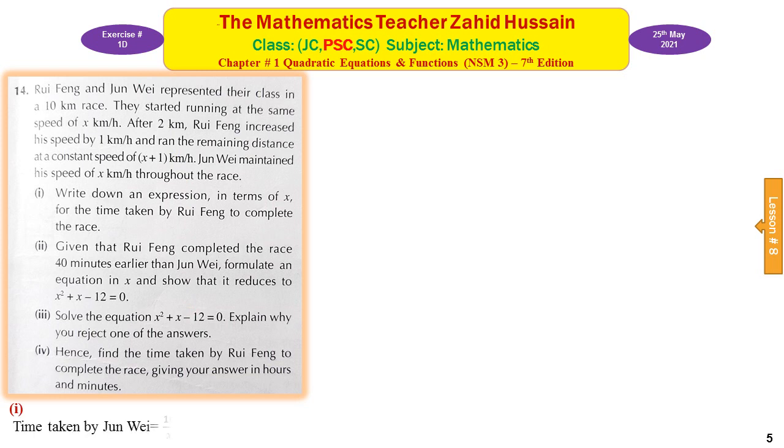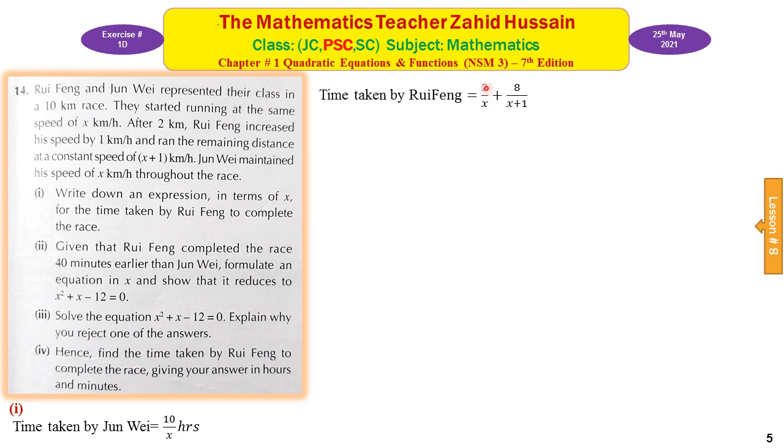The time taken by Janvi, because she covers 10 kilometer with x kilometer per hour, is distance over speed. Now Rui Feng completed 10 kilometer with two different speeds.